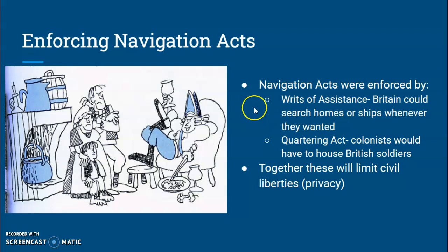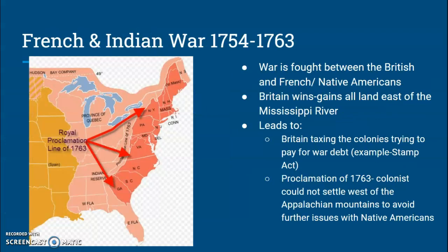So again, if you think about it now, mercantilism is limiting who you can do business with. Writs of assistance and the Quartering Act are limiting your privacy. So now you're just building and building on things you can and cannot do in the colonies, and it's being limited by England. It's going to start frustrating colonists.